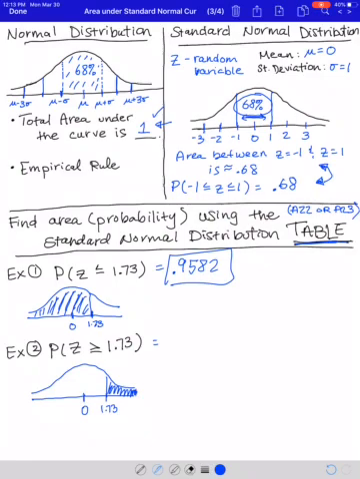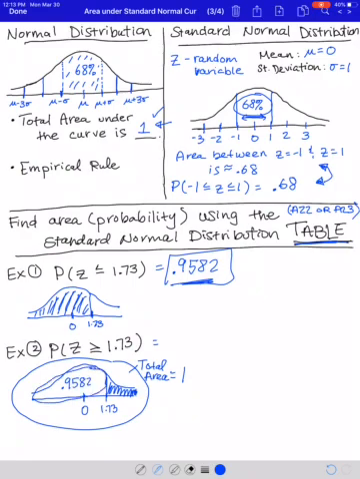Okay. And so there's actually two ways to do this. One way to do this is to notice, well, first of all, the total area under the curve. Remember, the total area is 1. And we actually found the area to the left, right? That's what we found up here, 0.9582. That's this area to the left of z equals 1.73.